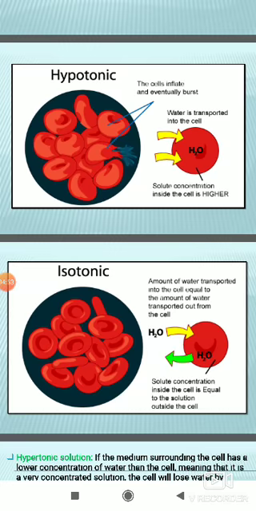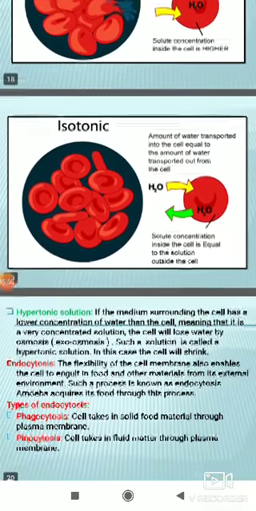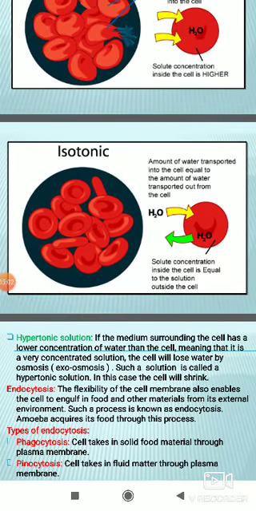It is not going under any changes. So this type of solution is known as isotonic solution. And the last type of solution is known as hypertonic solution. Hyper means more. Now whose concentration will be more?